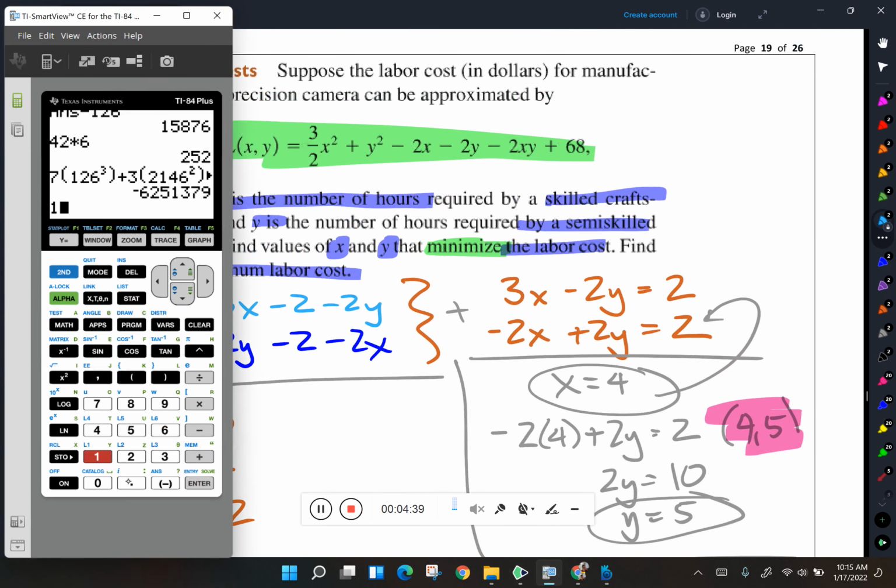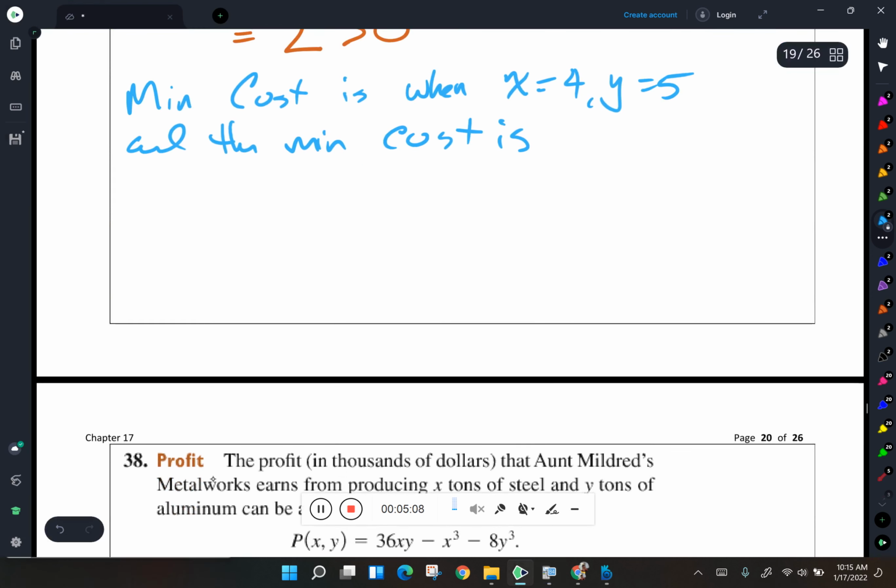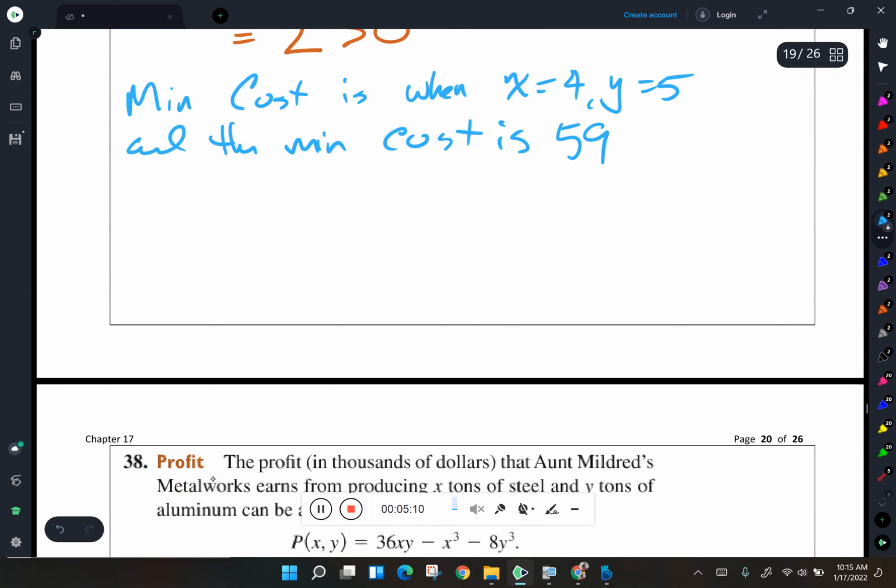And so I have 1.5 times x squared times 16 plus y squared, which is 25, minus 2 times x, so minus 8, minus 2 times y, so minus 10, minus 2 times x times y, so 2 times 4 times 5 is what, 10, 40, so minus 40 plus 68. And I get 59, so the minimum cost is 59.